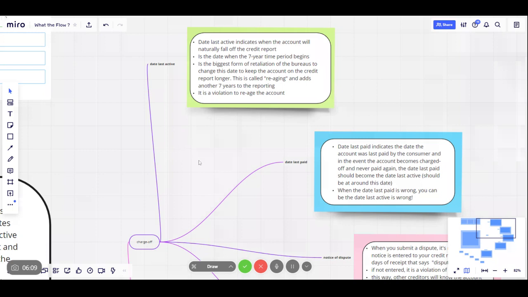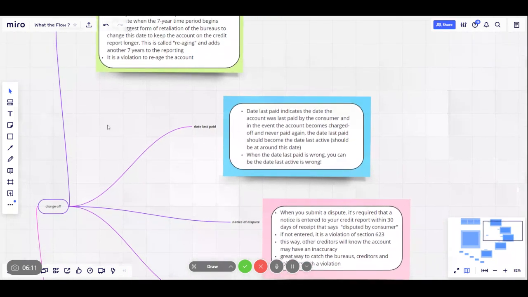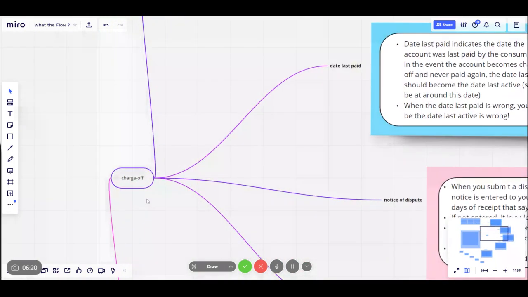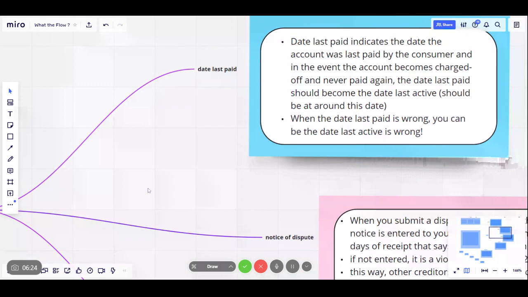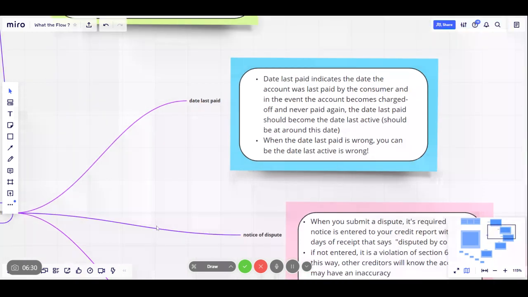Now, the date last paid indicates the date the account was last paid by the consumer, right? Obviously. And in the event the account becomes charged off, because as you can see right here in the center, it says charged off, then the date last paid should become the date last active, or should be around this date. Now, when the date last paid is wrong, you can have the date last active wrong, right? Because if one is wrong, then the other one can be wrong.